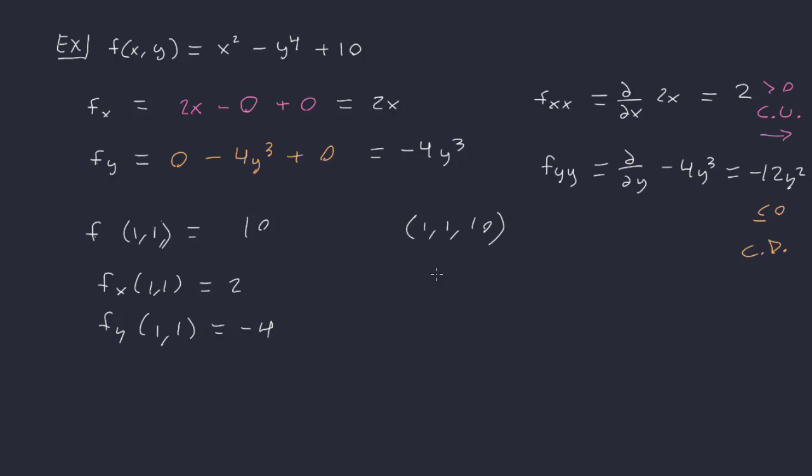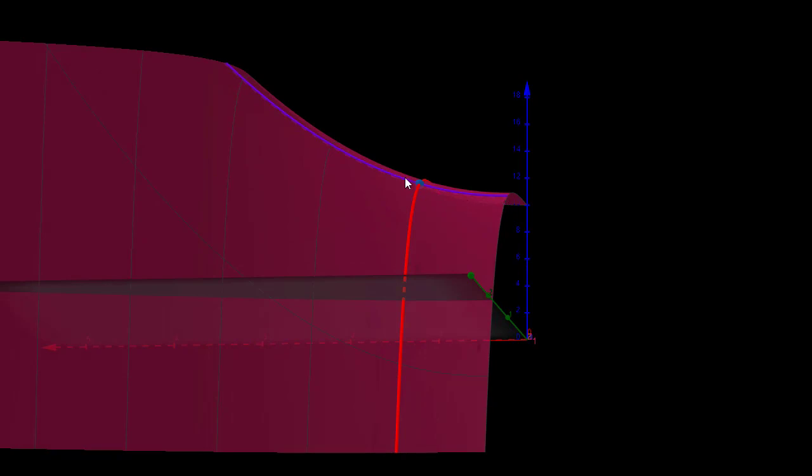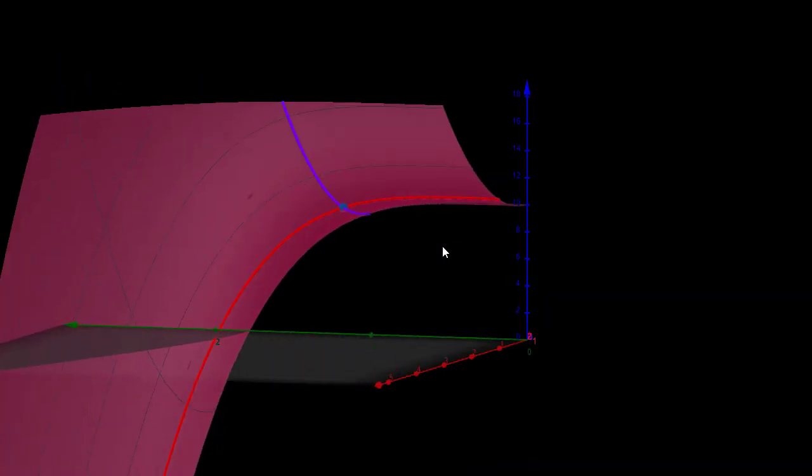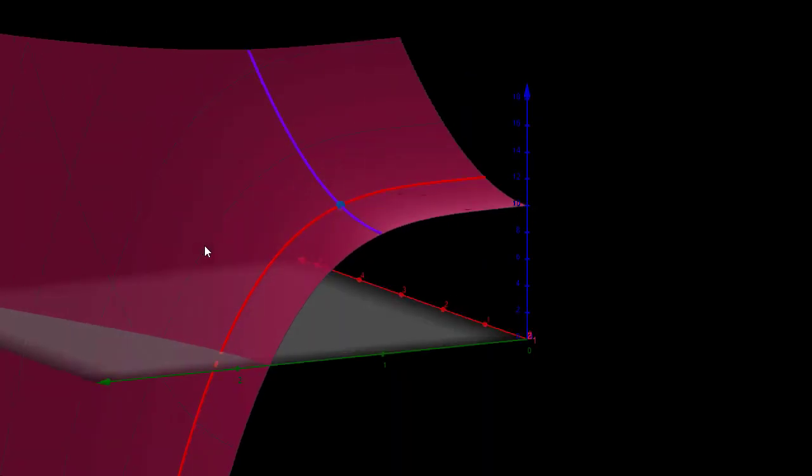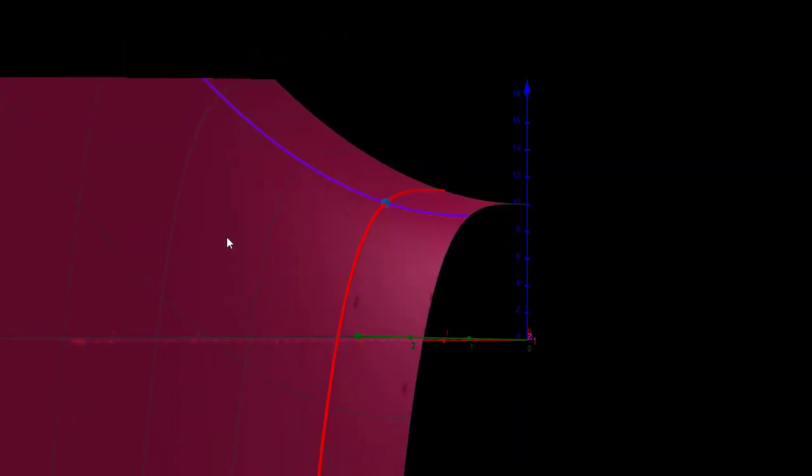Okay, so let's take a look at the graph to see if that actually aligns. Okay, here we are back at the graph. And yeah, in the x direction, we're concave up. All right, so it's not just that we're going uphill, it's concave up. And if we look at it in the y direction, we're concave down. Okay, so that all works the way we would expect.